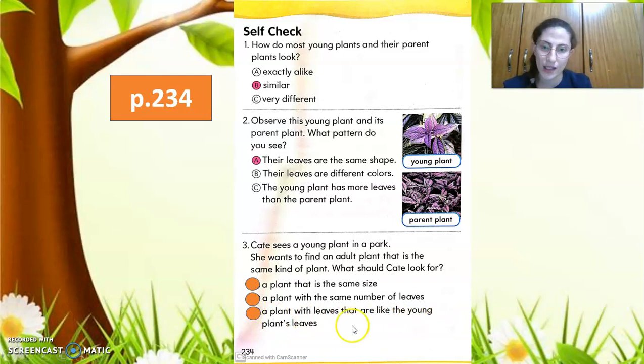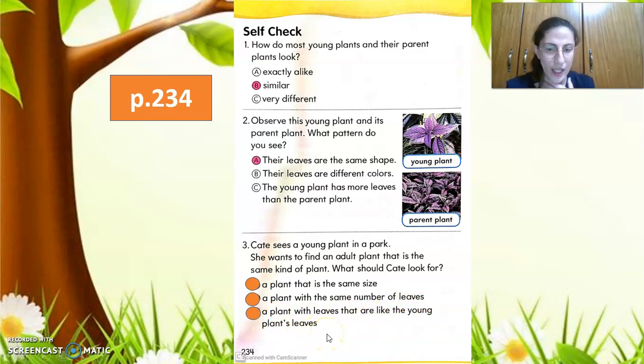Again, I'm going to reread. Kate sees a young plant in a park. She wants to find an adult plant that is the same kind of plant. What should Kate look for? A, a plant that is the same size. B, a plant with the same number of leaves. C, a plant with leaves that are like the young plant's leaves.